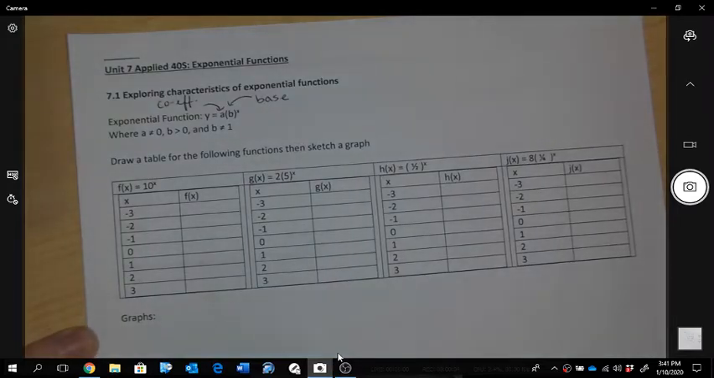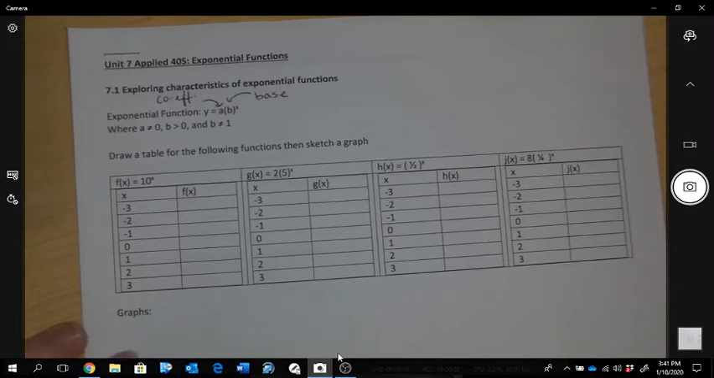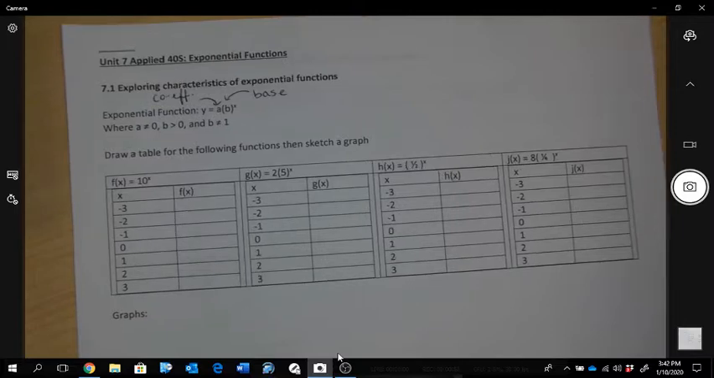Our coefficient a has to not be 0, because obviously if you're doing 0 times anything, it's always going to be 0. And we're going to talk about b being greater than 0. So we're not going to do a negative base. And we're not going to have it be 1, because 1 to any exponent is always just going to be 1. So that's not going to be very effective in an exponential form.